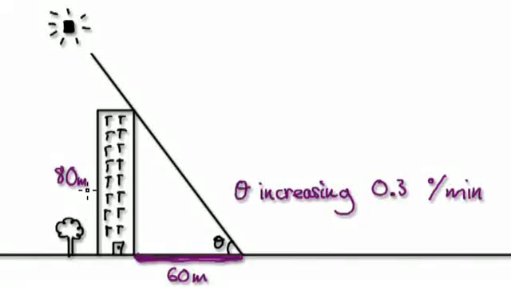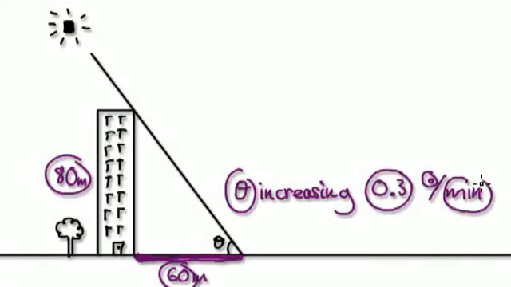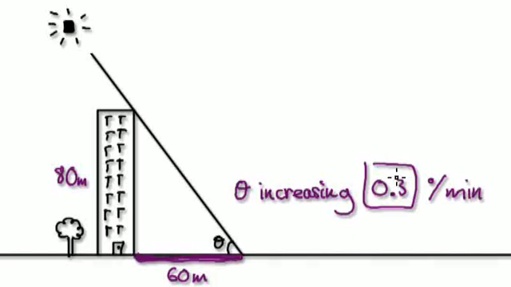So at the precise moment in time when this is 80 and this is 60, at that precise moment in time when the shadow is 60 meters long, the rate at which theta is increasing is 0.3 degrees per minute. So later on, you're going to have to convert this into radians. Okay, so the question is, at this precise moment in time when the shadow is 60 meters long, what is the speed of this shadow here? What's the speed of this shadow? So press pause and have a go.